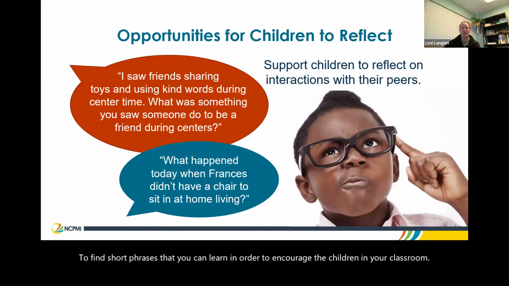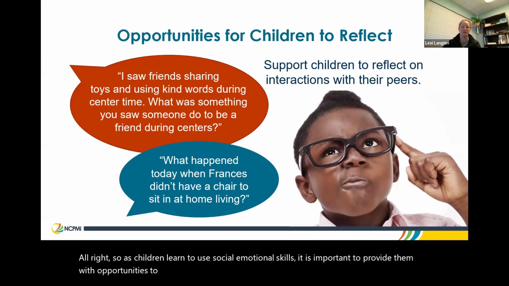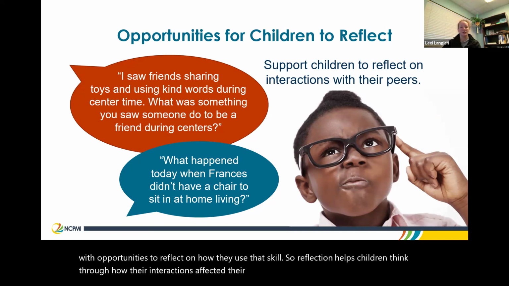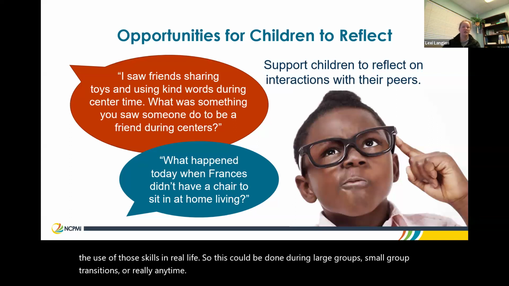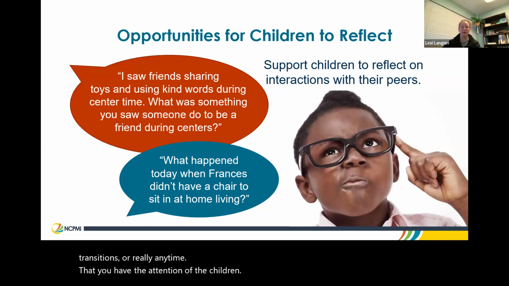All right, so as children learn to use social emotional skills, it is important to provide them with opportunities to reflect on how they use that skill. Reflection helps children think through how their interactions affected their peers. It also helps them make connections to the use of those skills in real life. So this could be done during large group, small group, transitions, or really any time that you have the attention of the children.